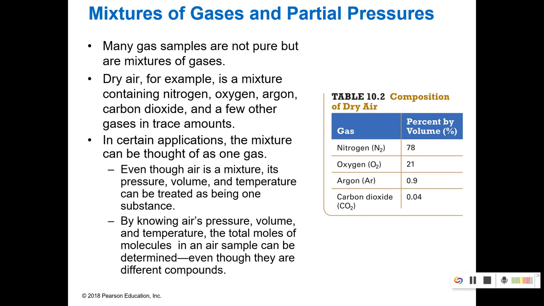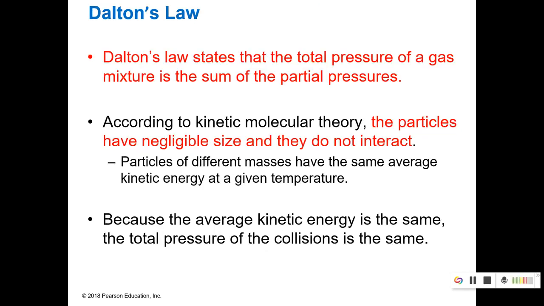All right, so next up is mixtures of gases. As you know, air is a mixture, and we talked about that in chapter 1, when we did classifying matter. So just remember, most of air is not oxygen. Most of it is nitrogen, and that balance is very important.